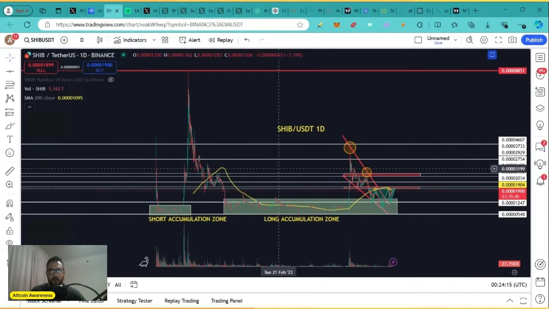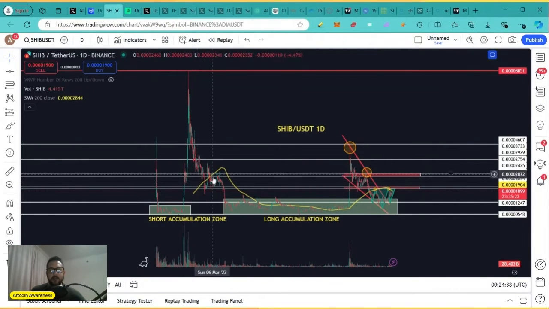We are looking at Shiba Inu. This is the SHIB USDT daily chart. We had a short accumulation here back in 2021, a nice pump all the way up to this all-time high at 0.408851. Then a distribution phase where people took profits.